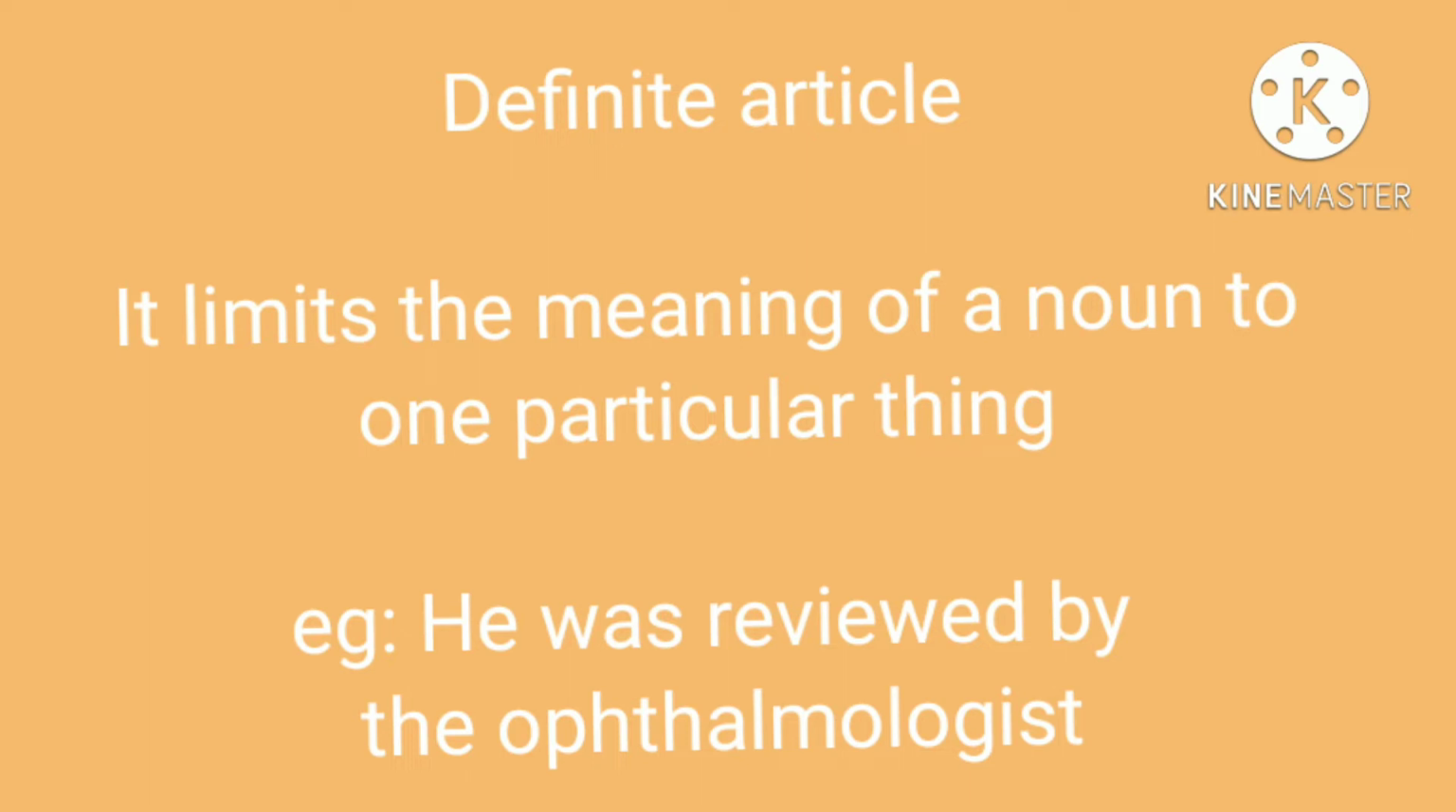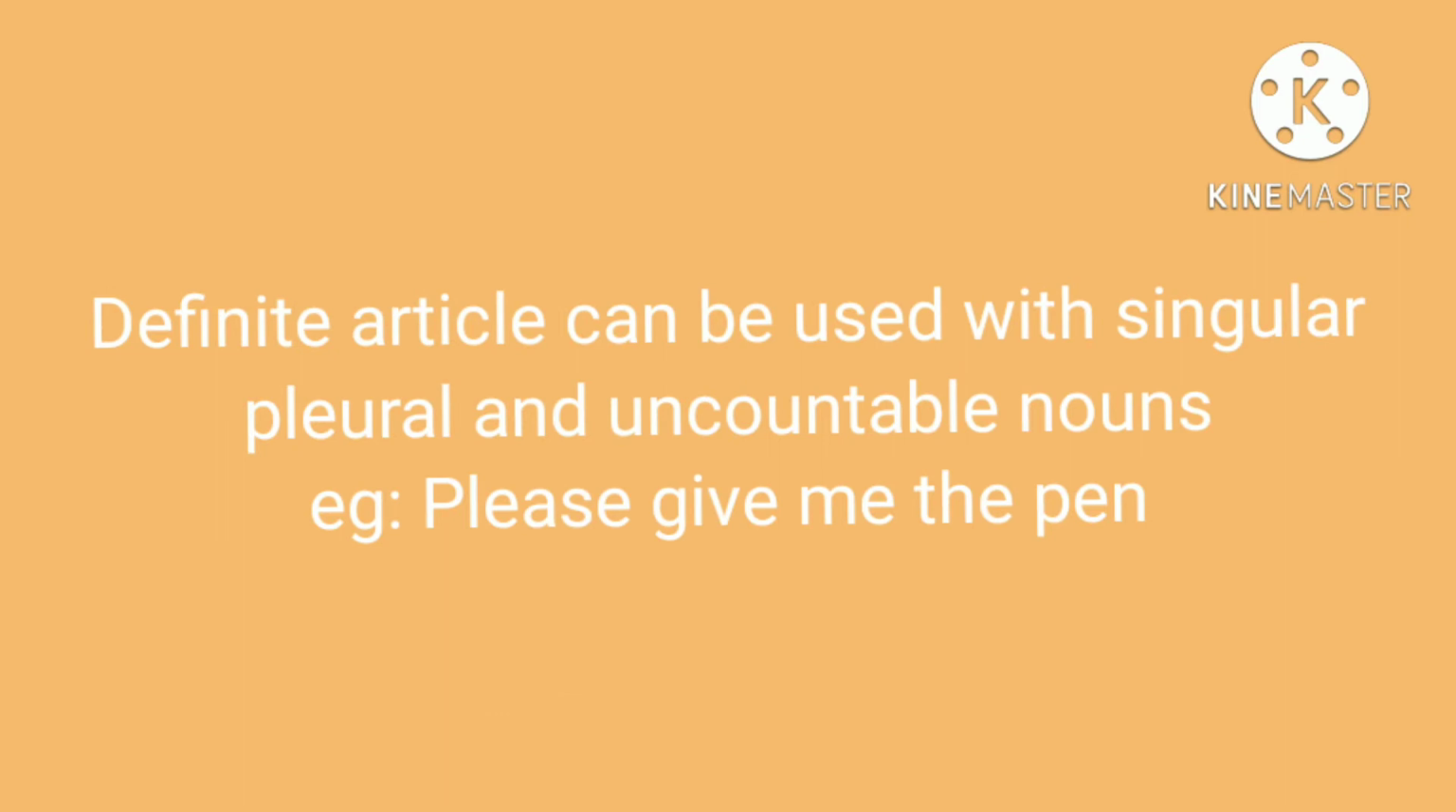For example, he was reviewed by the ophthalmologist. We are telling the reader this patient was reviewed by the ophthalmologist. So that is a particular ophthalmologist. If it's a general or any ophthalmologist, we will say, he was reviewed by an ophthalmologist. It's not a specific ophthalmologist, any ophthalmologist. So I think it's clear for you. Then the definite article can be used with singular, plural or uncountable nouns.